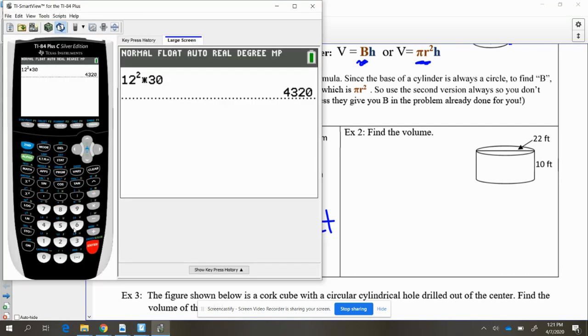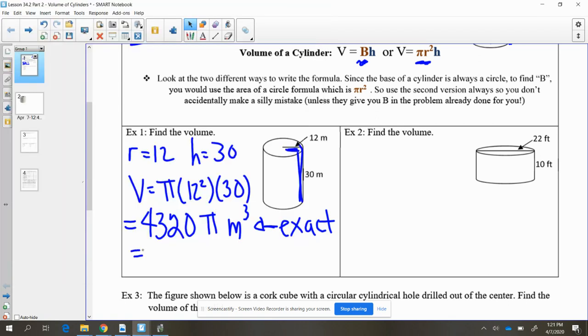Now, let's say we want to approximate this, let's say maybe to the nearest tenth. Well, then you're going to just multiply that, type pi in the calculator, and you're going to see your approximated answer here of 13,571.7 cubic meters. So this is going to be the approximated answer.